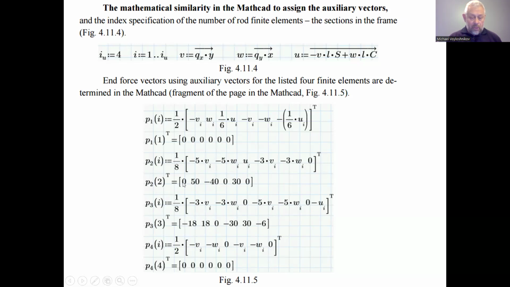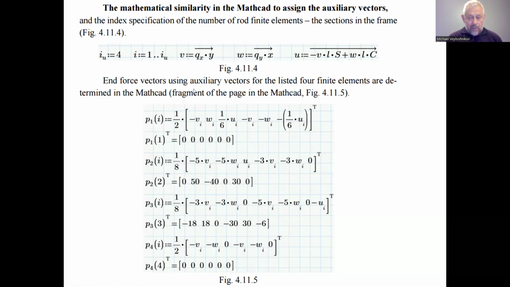We have the projection of the horizontal force acting on the second finite element equal to 0. Why? Because we do not have distributed load in the horizontal direction acting on the second, the horizontal finite element between the nodes 2 and 3.